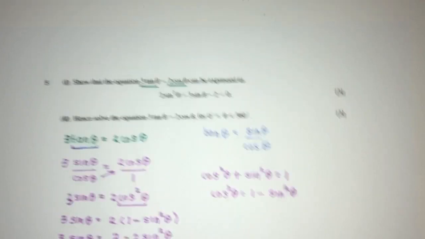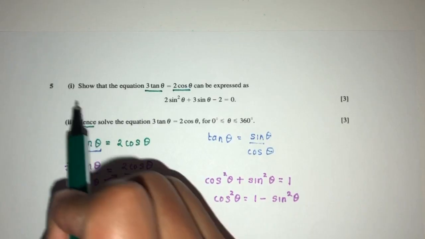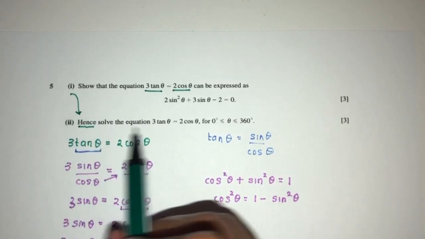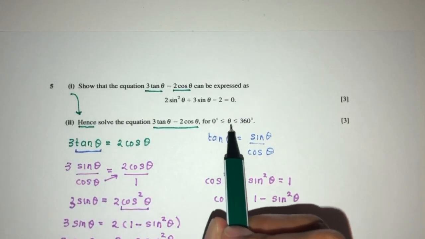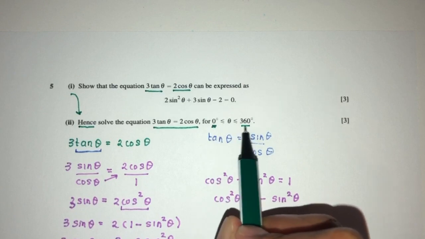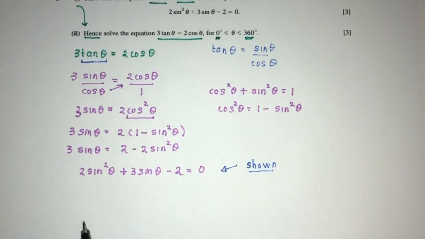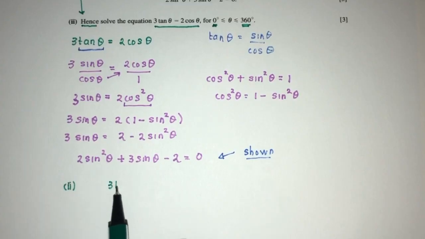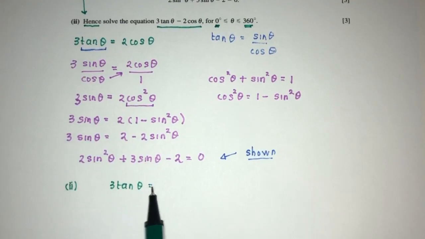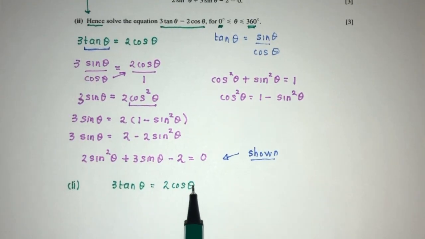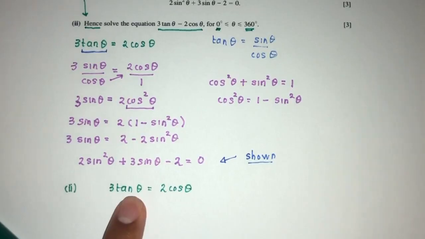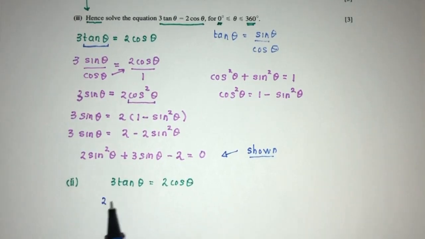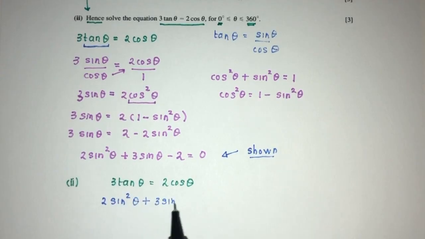Now for part 2, we have to, hence means we have to use part 1, solve the equation between the values of theta is between 0 and 360. So pretty easy. Now we have to solve part 2, right? It is 3 tan theta is equal to 2 cos theta. Now we understand that from the first part, this is also equal to 2 sine square theta plus 3 sine theta minus 2. That will be the value of 0.